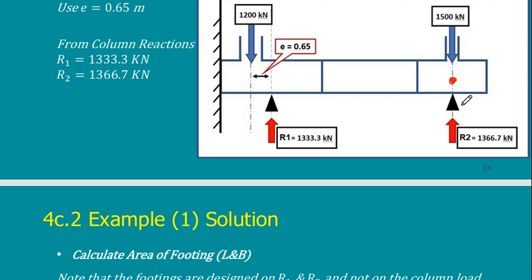Then in this case, I have one equation. This equation includes two unknowns. The first unknown is the value of R, and the second unknown is the distance. If you can give me another equation, it would help me. What is the other equation? Just normal summation of forces. 1,200 plus 1,500 should be equal to R1 plus R2.